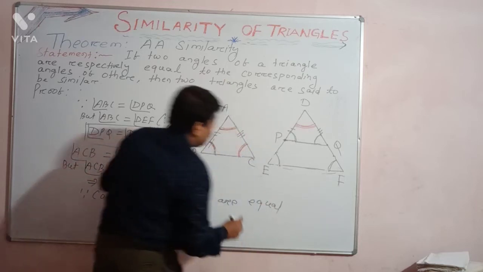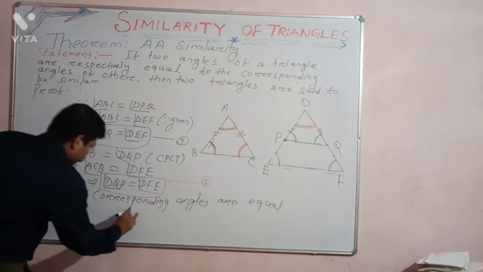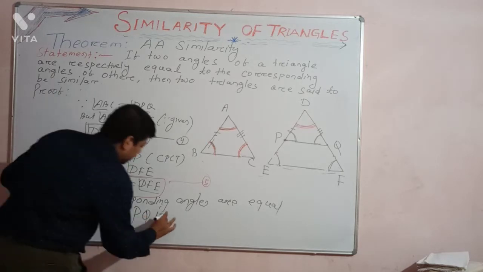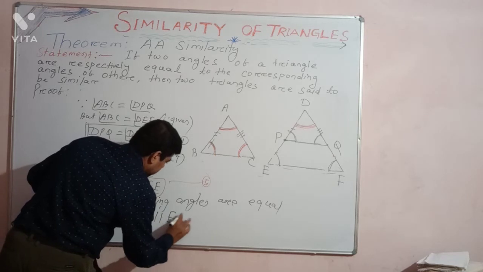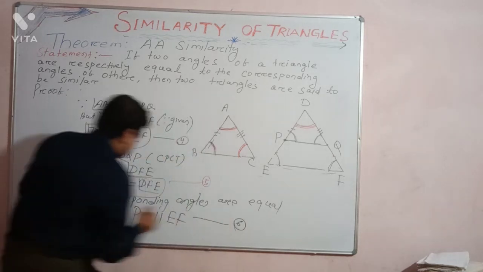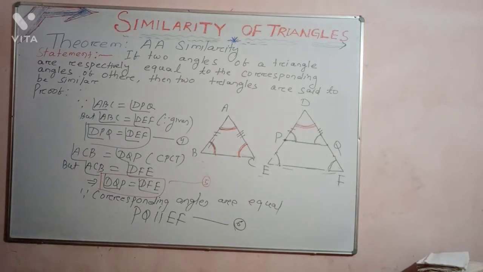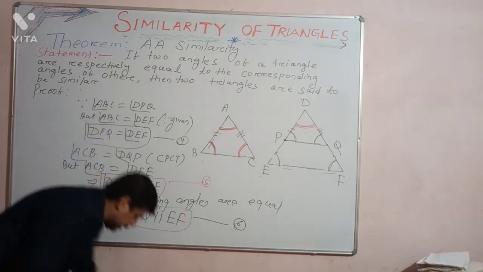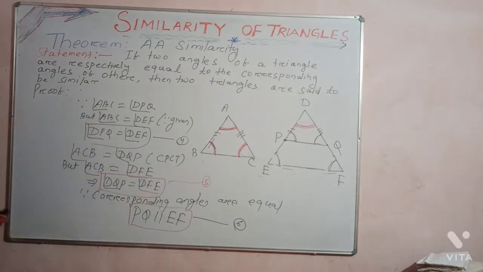what are you finding? PQ must be parallel to EF. This is the important concept we are getting: PQ parallel to EF. Is it clear? This is point number 6. Now you got PQ parallel to EF. Is it clear? Okay.